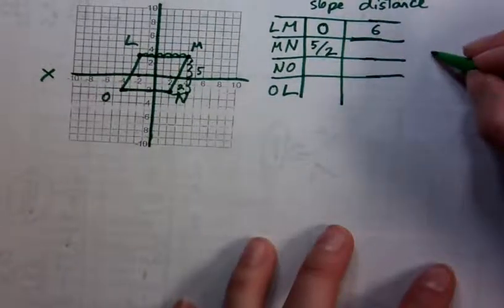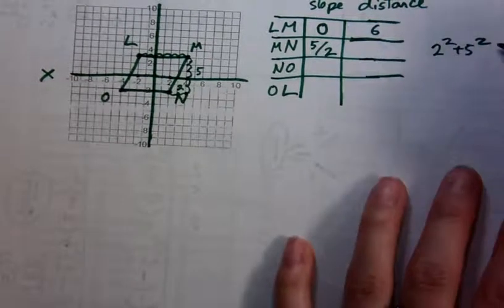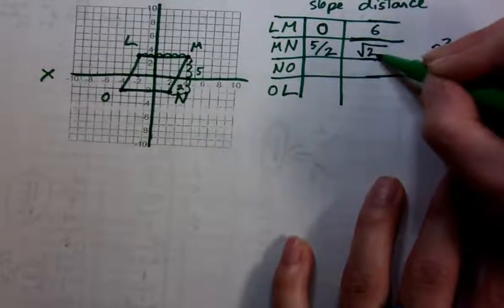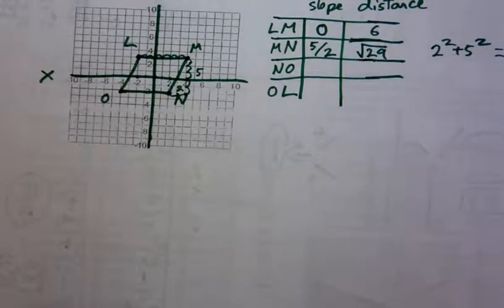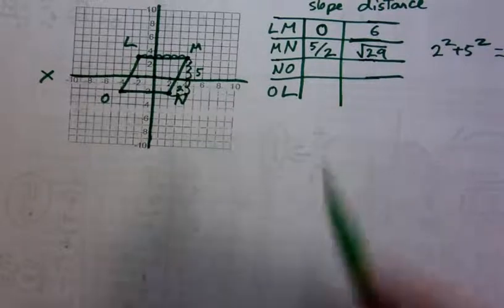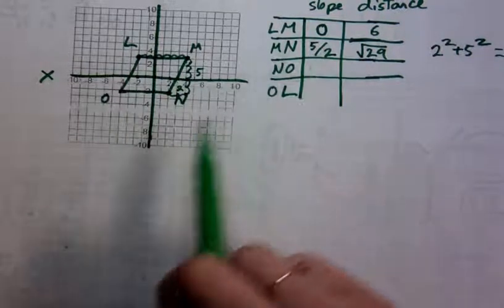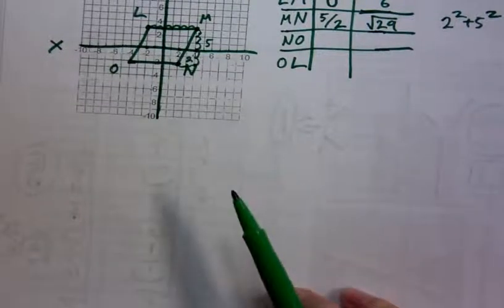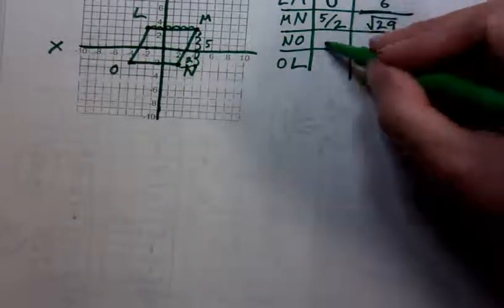So now we're just going to plug those in to do our 2 squared plus 5 squared. This is the same we just did on the front. Equals 29. So our distance is root 29. All right, NO. I got desk 5, which is Peyton. What's our slope of NO? Well, look at it and look at the slope we've already found. So we either count rise over run or it's 0 or undefined. Yeah, it's 0. It's just the same as LM.